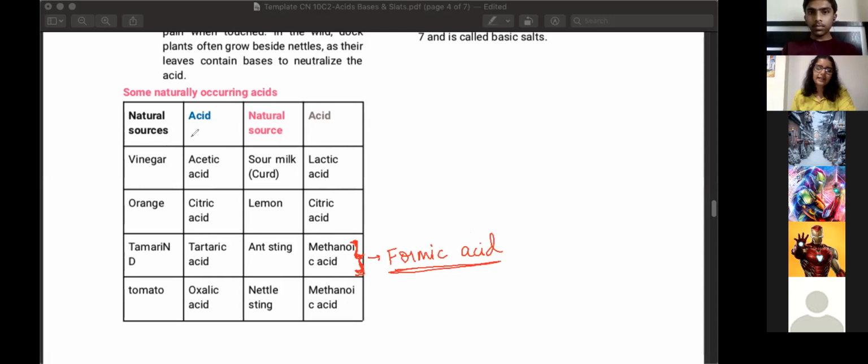So vinegar, acetic acid, we've discussed. Curd, lactic acid, we've discussed. Lemon is citric acid, orange is citric acid. Tamarind and tomato, these are new ones. Tamarind is tartaric acid and tomato is oxalic acid.